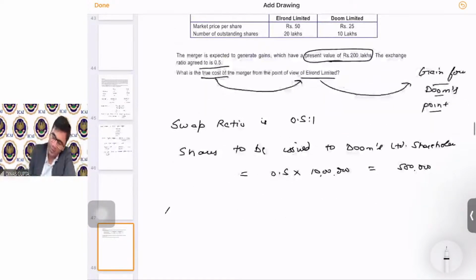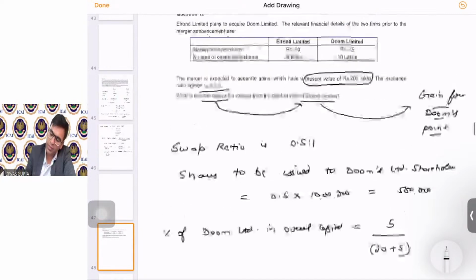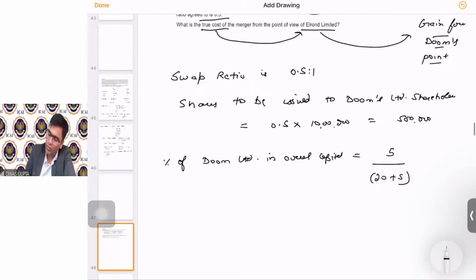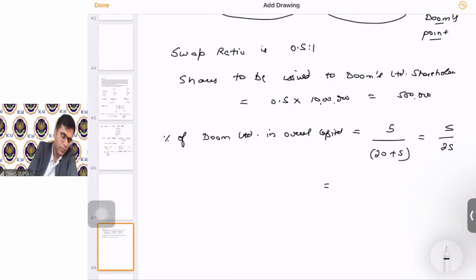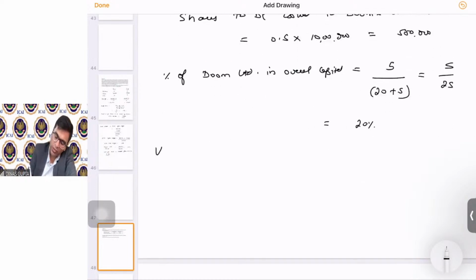And hence the percentage of Doom Limited in overall capital will become 5 lakhs divided by 20 lakhs, the existing shares in Elrond Limited. 5 will be further issued, so 5 divided by 25, which is 20%. So 20% of the overall holding will go to Doom Limited, which will be a company emerging post the merger. Now, can we also calculate what is the value post merger?